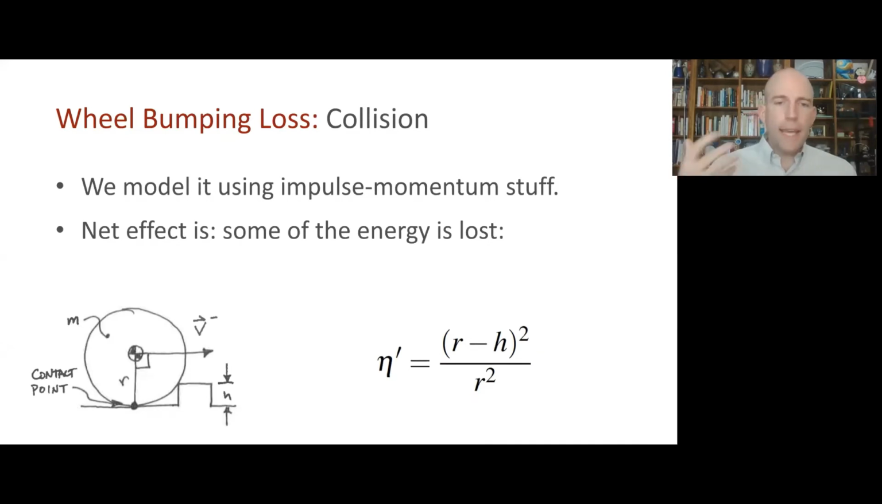But the big take-home point is that we're going to lose some energy every time we hit a bump. The amount of energy that we get to keep will be approximated by the radius of the wheel minus the bump height, squared, divided by the radius of the wheel squared. What this tells us is that if we would like to roll with minimal energy loss due to collisions from an uneven surface, and every surface has some little bumps, then we'd like the radius of our wheel to be big compared to the size of the bumps on the surface.